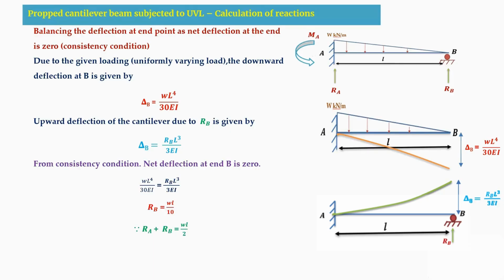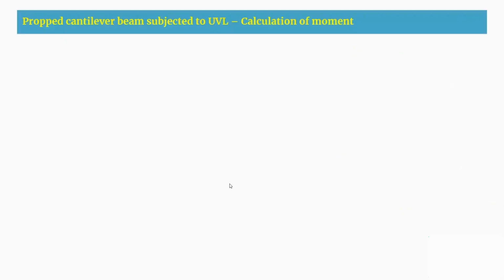By using RA plus RB is equal to the total load, that is WL by 2, I am getting RA as 2WL by 5. So these are the reactions we calculated, RA and RB. In the next step, we are going to calculate the moment.